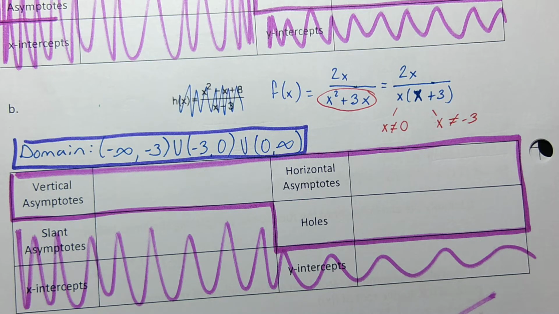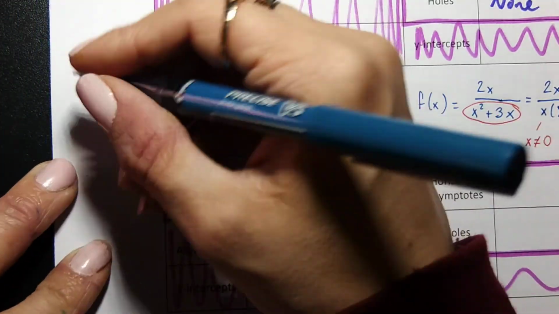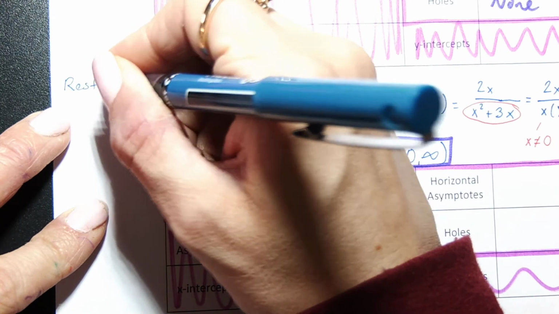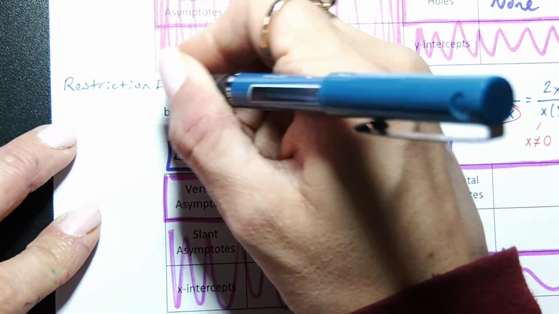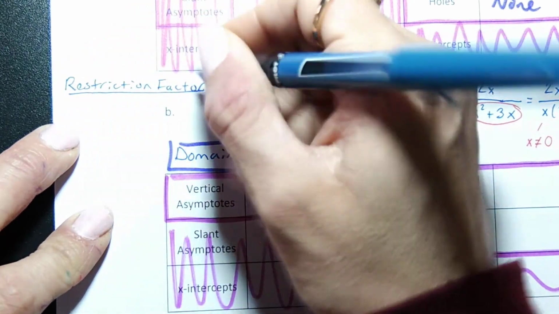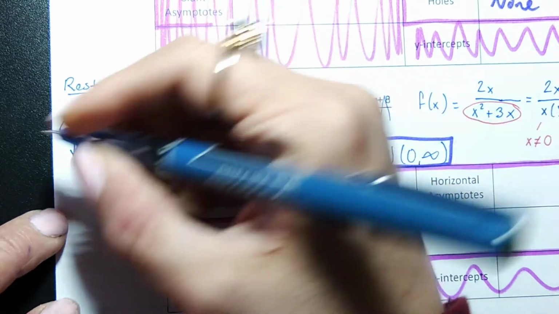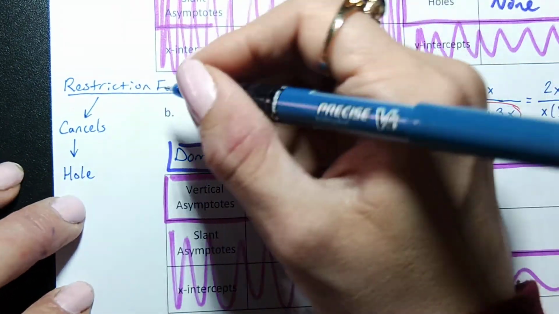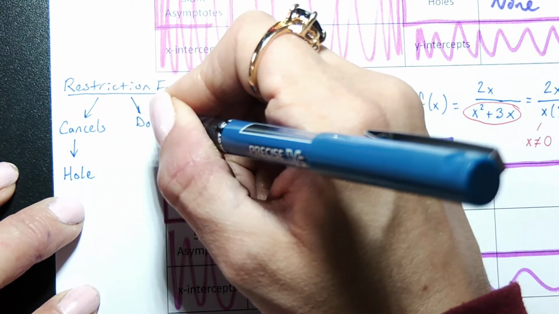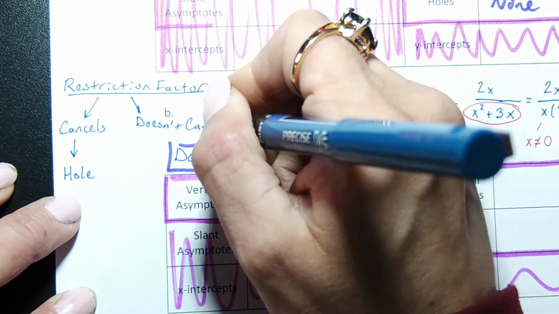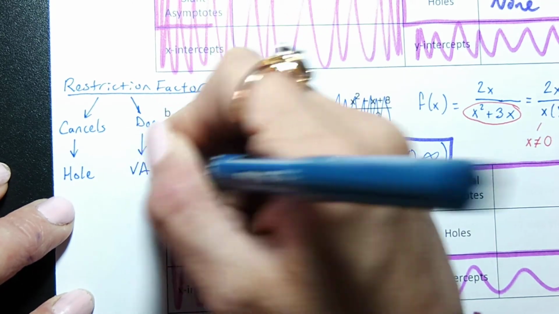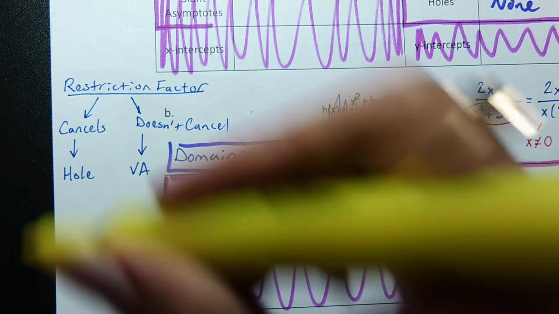Does anyone remember the difference between the two? Cancel out from the top and bottom. Yes, it's all about what cancels restriction factoring wise. So I would write this off to the side. If the restriction factor cancels, it's a hole. If the restriction factor doesn't cancel, it's a vertical asymptote. Memorize that.